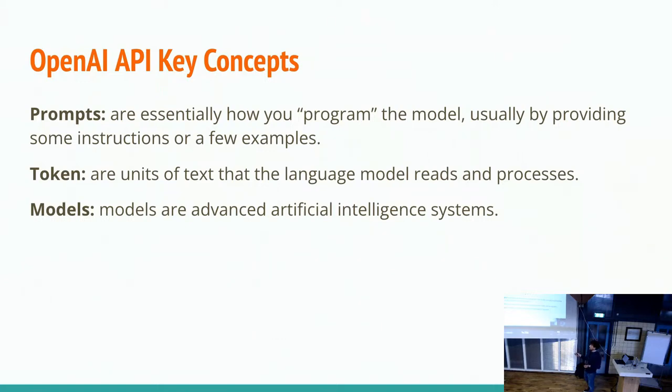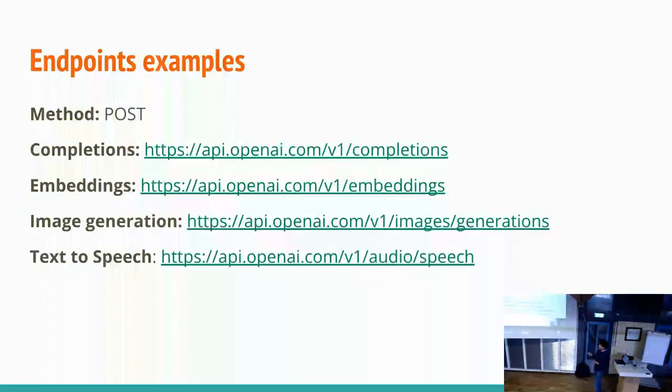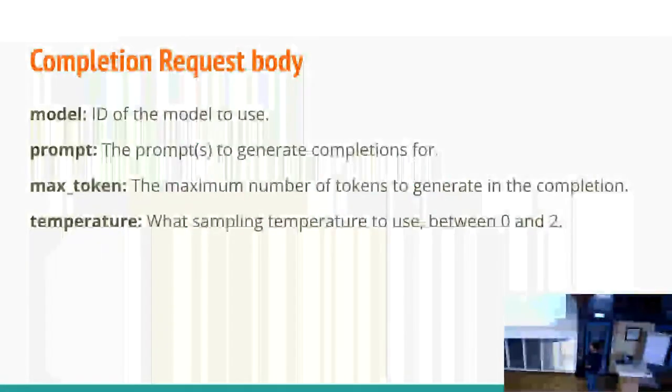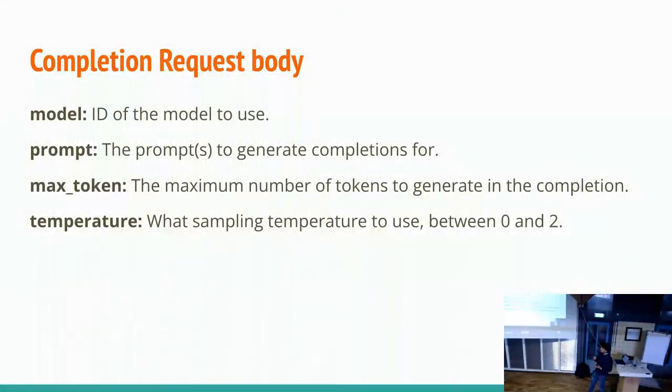And then we have the models that we saw before, which are endpoints, for example. When we want to build the endpoint, we need the model, so which model we're going to use, we need the prompt, then the max token, so how many tokens should be contained between the question and the answer. And then the temperature, which basically determines how predictable the answer from the GPT will be.